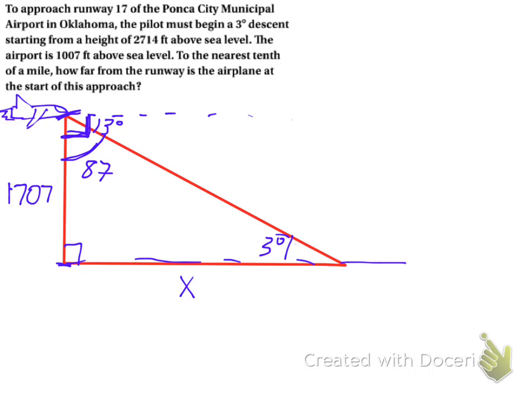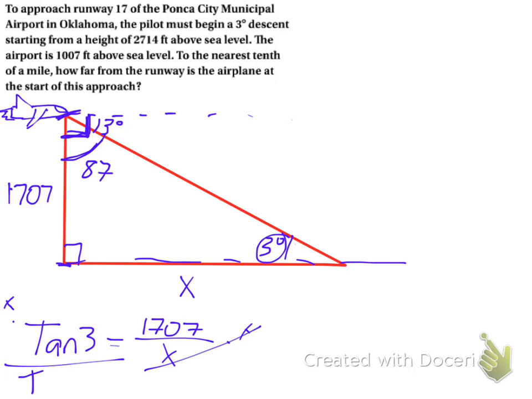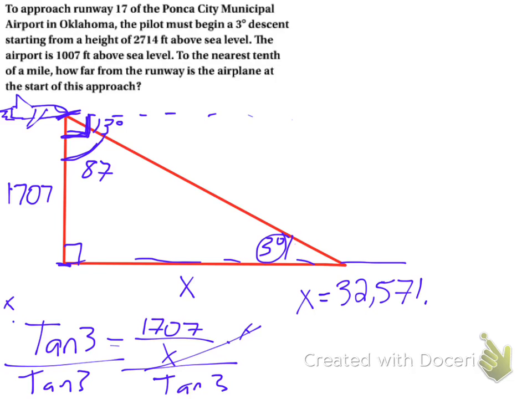So if I use this 3 degrees over here, this would be opposite and adjacent, and so I can do the tangent of 3 is equal to 1707 divided by x. So I can multiply both sides by x. These guys cancel out, and then divide both sides by the tangent of 3. So we get an answer of 32,571.5 feet.